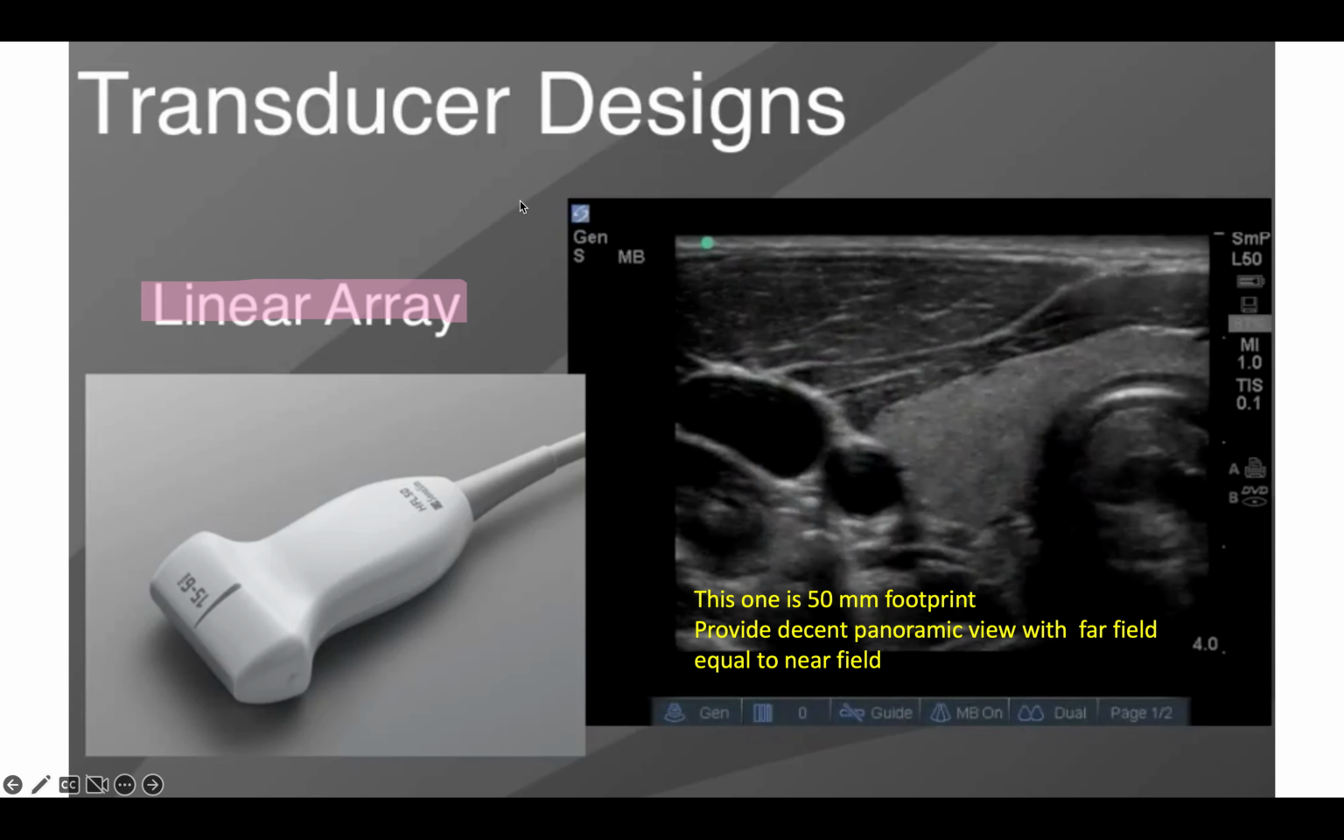So let's talk about transducer design. There are several designs. Most commonly we're going to use the linear array probe. This one is a very common probe, pretty much our workhorse. It has a frequency from 15 to 6 megahertz and has a 50 millimeter linear footprint, and so gives us a pretty decent panoramic view up to 50 millimeters wide if we go deep. And the near field and far field are equal.